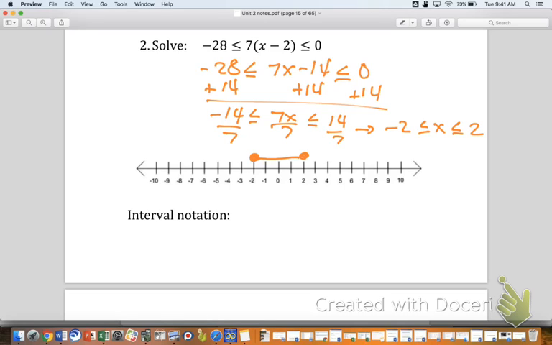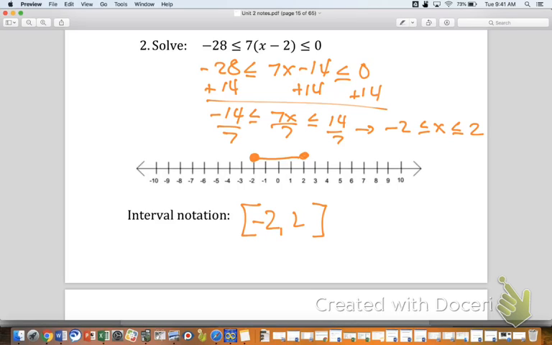Interval notation. What kind of symbols went on the ends? Parentheses and a bracket. No parentheses at all, actually. A bracket and a bracket because they're both closed. They're both filled in circles. And then -2, comma 2 would be your interval notation. And again, don't stress too much about the interval notation other than just for WebAssign. It's not a big deal for a concept quiz or a test. Any questions, comments, concerns?